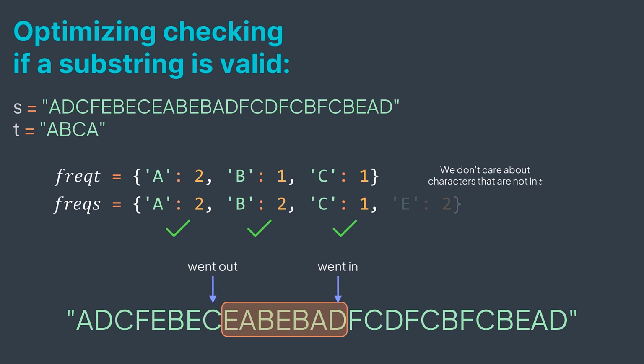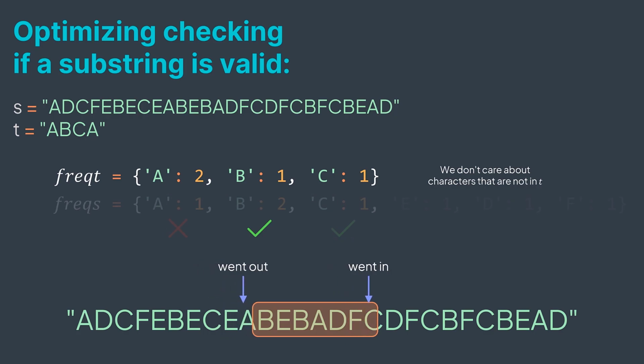We move the window. Now C went out of the window, and its number of occurrences in the substring is equal to the number of occurrences in T. So when we decrement, because it went out, the condition becomes unsatisfied. We don't have enough C's anymore. And D enters the window, but we don't care. It's not a character of T. Now the number of satisfied conditions is smaller than what's required. This substring doesn't contain all characters of T. And the process continues like that.